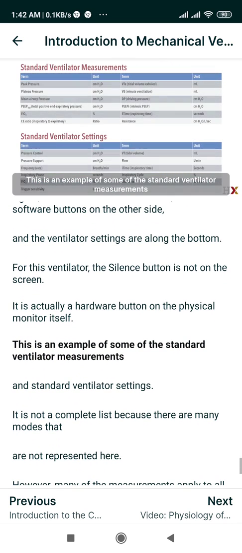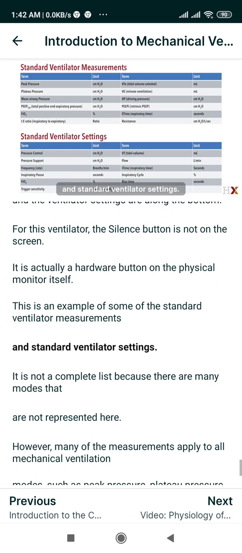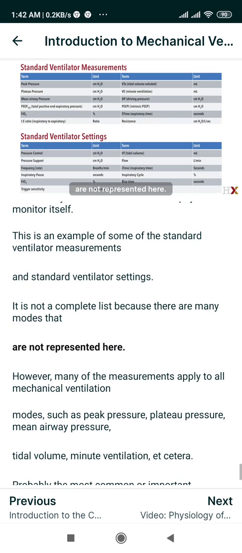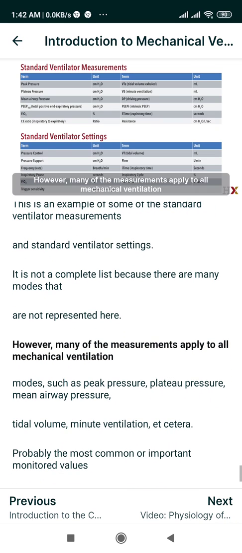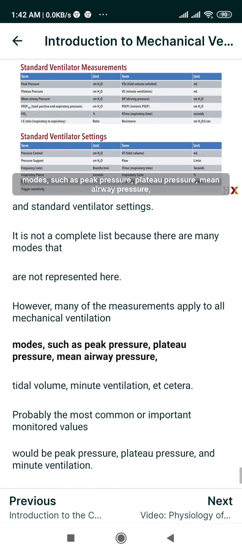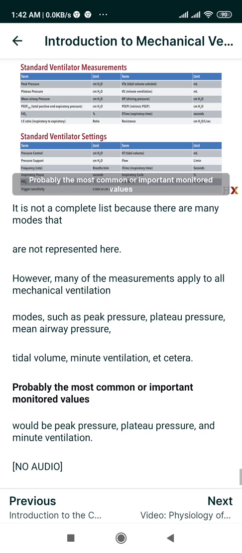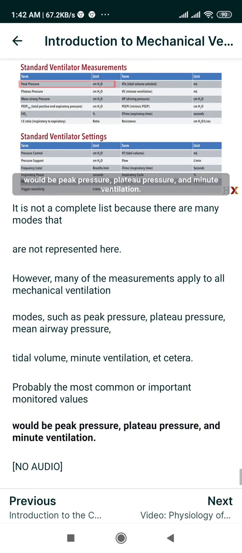This is an example of some of the standard ventilator measurements and standard ventilator settings. It is not a complete list because there are many modes that are not represented here. However, many of the measurements apply to all mechanical ventilation modes, such as peak pressure, plateau pressure, mean airway pressure, tidal volume, minute ventilation, etc. Probably the most common or important monitored values would be peak pressure, plateau pressure, and minute ventilation.